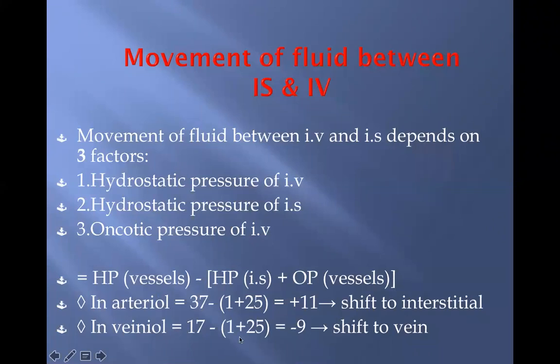What do you think is the cause of ignoring the osmotic pressure in the interstitial compartment? We have here three factors: hydrostatic pressure intravascular, hydrostatic pressure interstitial, oncotic pressure intravascular. Why do we ignore the oncotic pressure in the interstitial? Because the oncotic pressure in the interstitial, which reflects the large particles, is nearly null, nearly zero, so it is ignored.